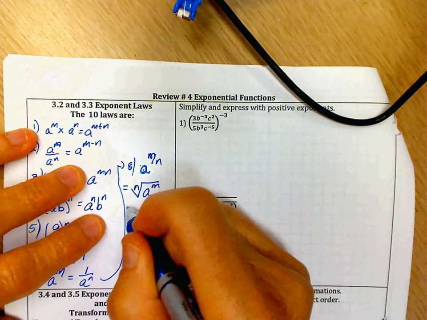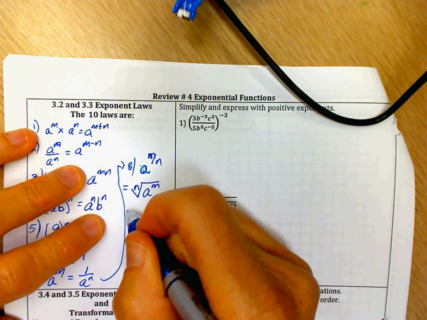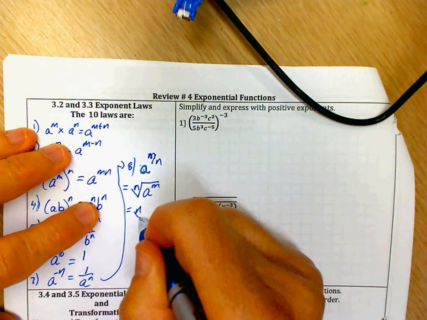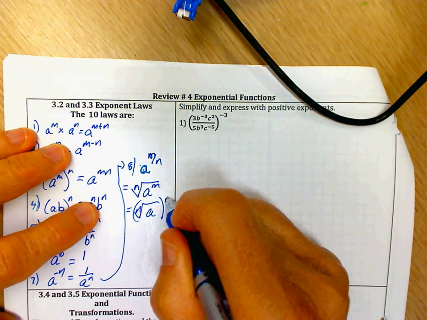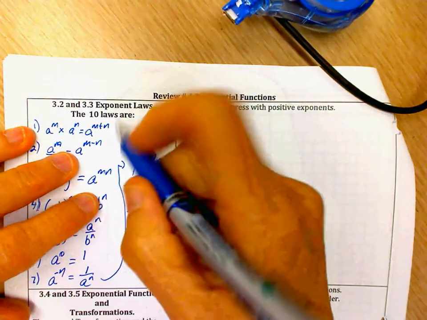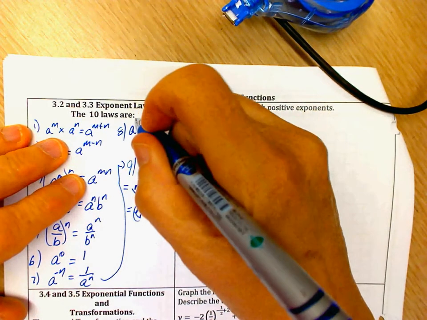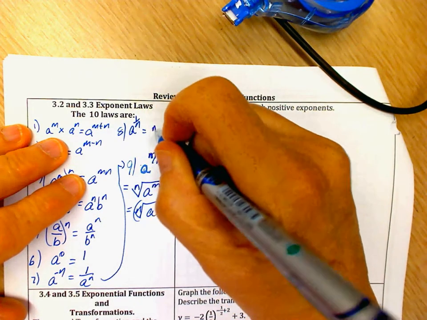This could also be written as the nth root of a all to the m. So that was actually rule number 9. I skipped a rule, so let's get rule number 8 up here. A to a fractional exponent is equal to the nth root of a.